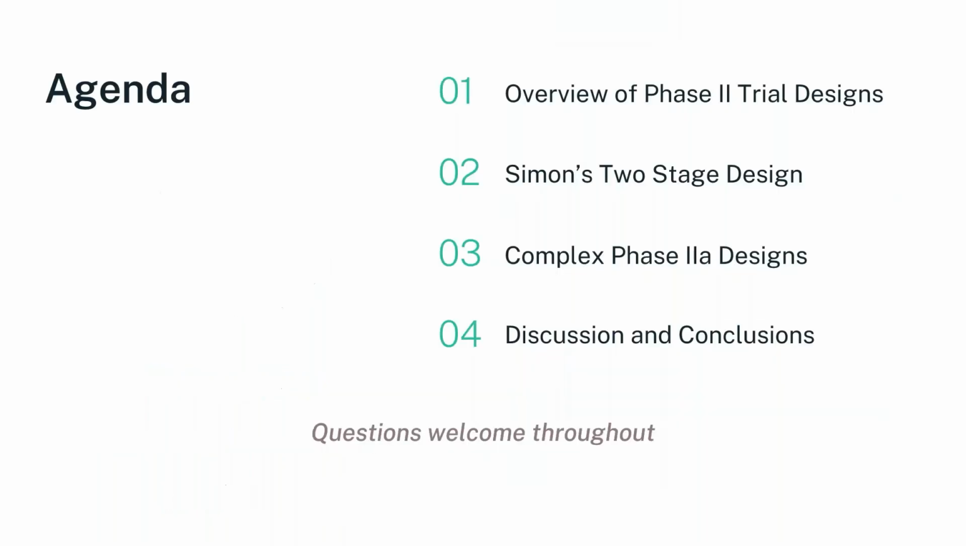So, just to quickly touch on the agenda for today, I'll begin with a very brief overview of Phase 2 clinical trials, just to ensure that the terminology I'll be using is on the same page for everyone. And then in section 2, I will go through Simon's two-stage design and some examples. I'll extend it into Simon's admissible design.